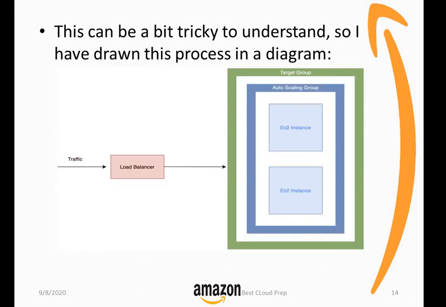This can be a bit tricky to understand, so I have drawn this process in a diagram. Basically, your traffic is coming to the load balancer. From the load balancer, you will have your target groups. And from your target groups, you will have your autoscaling group behind it. And then you have your EC2 instance.